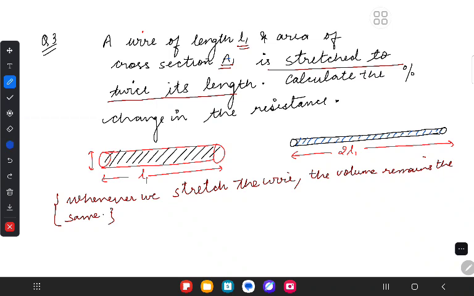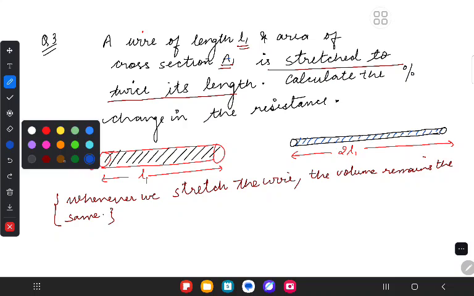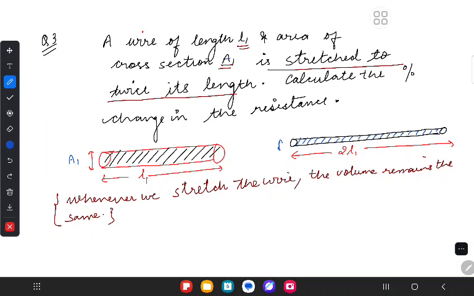Now, what does that mean? And this is area of cross section A1. This is area of cross section A2. Now, what should I say? What is the volume? Volume is pi r square h. Yes or no? So what is pi r square? Pi r square is this area, and L1 is the height. So this is pi r1 square, and this is also pi r2 square.